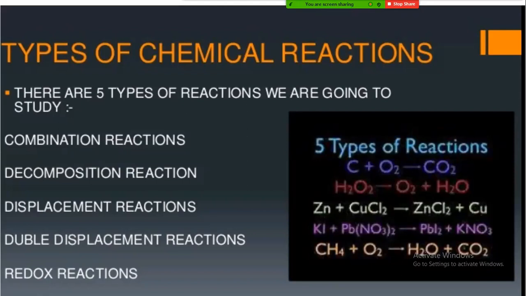We'll talk about each of them in detail, and you will have to write questions based on them. This is one important topic where lengthy questions, the 3 mark and 5 mark questions, can be asked from these 5 types of chemical reactions.